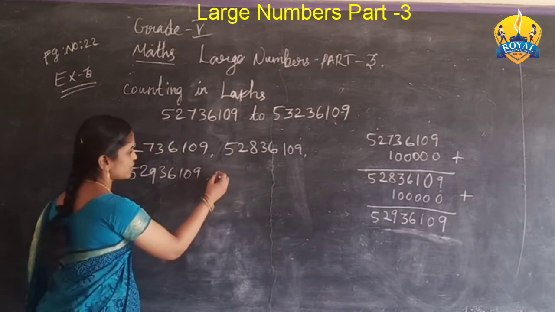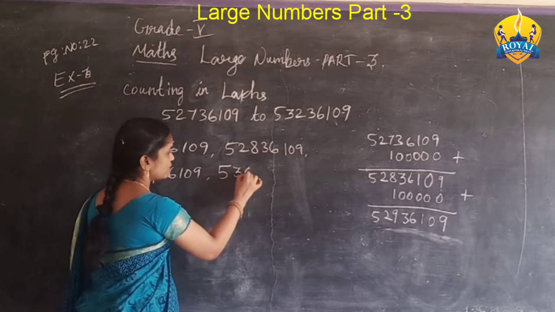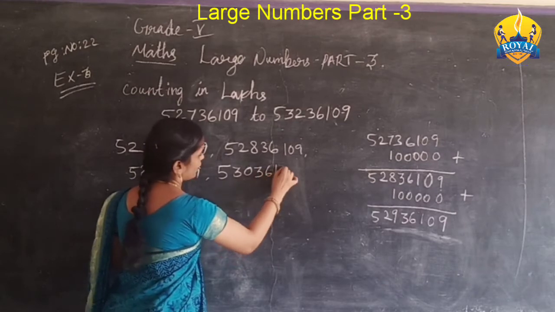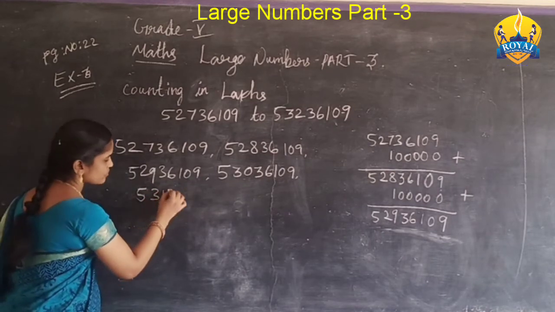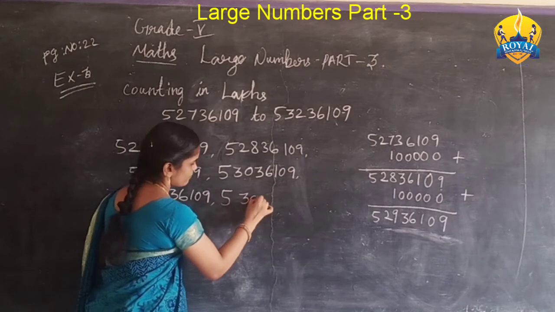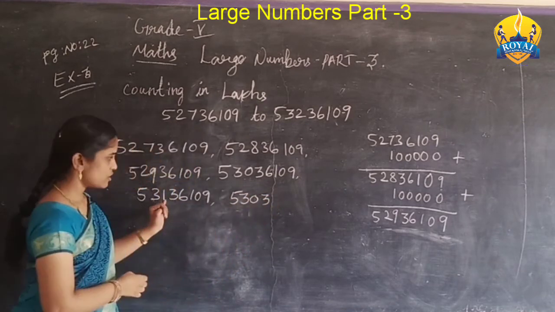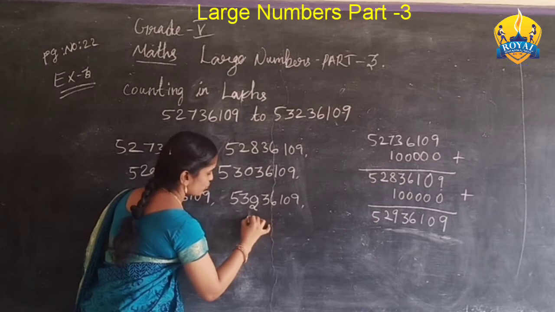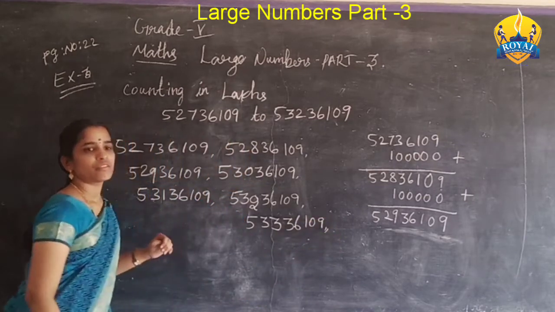The next number is what? Can you guess? Okay, the next one is 5 crore 30 lakh 36,109. The next number is 5 crore 31 lakh 36,109. The next one, 5 crore 32 lakh 36,109. And the next one is 5 crore 33 lakh 36,109. We get the answer.